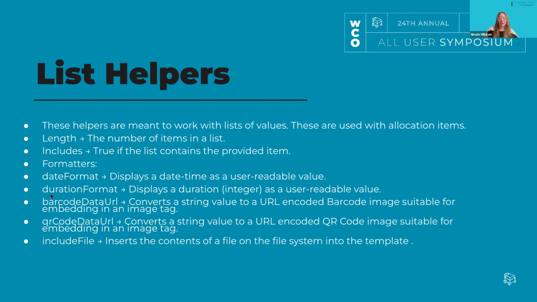So the duration formatter can be used as well in your templates to get that integer as a readable value to the user. There are also a couple others like the barcode data URL as well as the QR code data URL. These will convert the string value to a URL encoded barcode image or QR code image in an image tag. And then also there is the include file, which can insert contents of a file on the file system into the template.